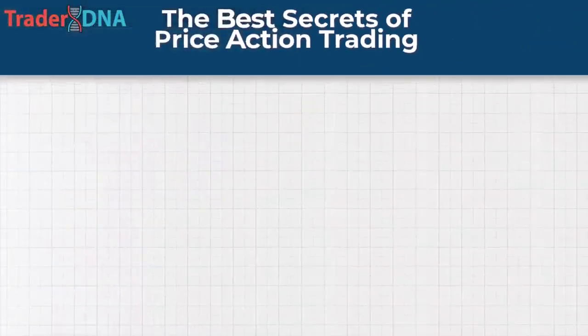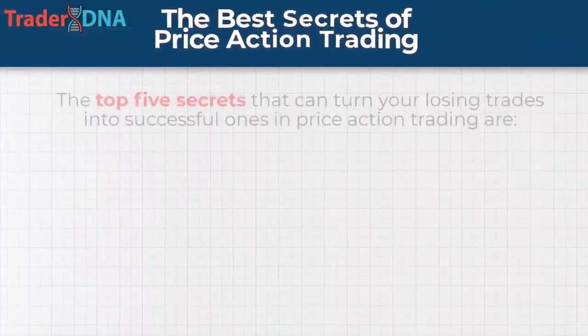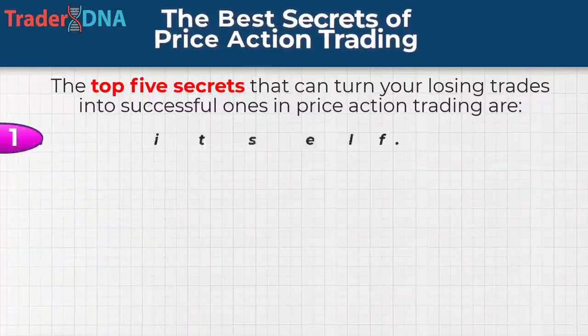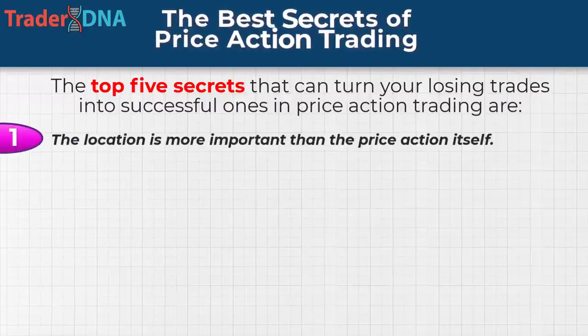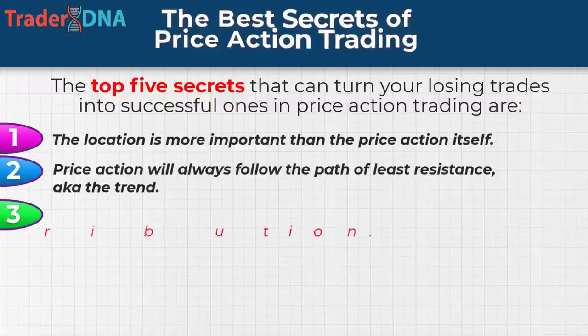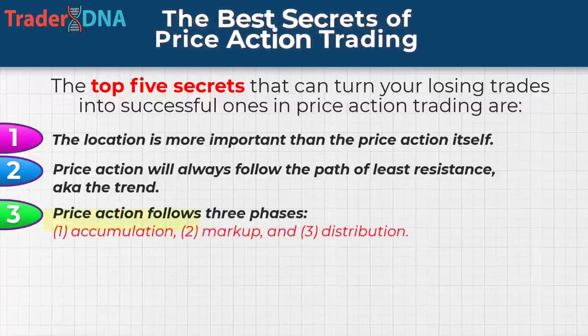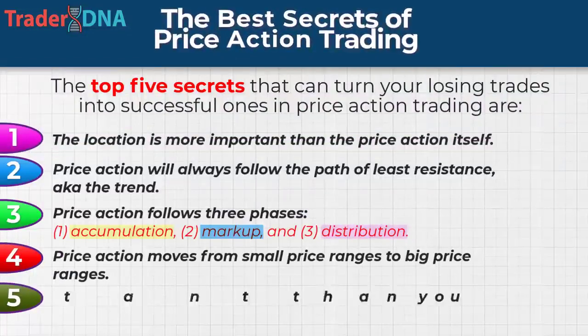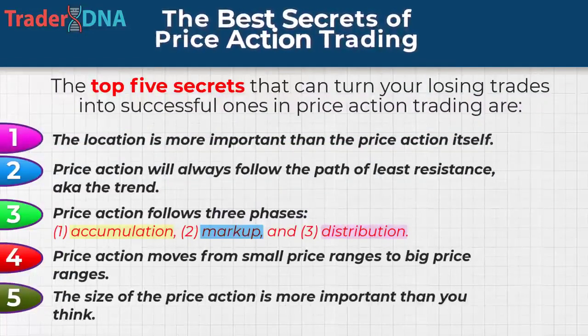What are the best secrets of price action trading? The top 5 secrets that can turn your losing trades into successful ones in price action trading are: first, the location is more important than the price action itself. In other words, the where is more vital than the what. Even the worst possible price action at the right location can lead to a profitable signal. Second, price action will always follow the path of least resistance, aka the trend. Third, price action follows 3 phases: accumulation, markup, and distribution. Fourth, price action moves from small price ranges to big price ranges. Fifth, the size of the price action is more important than you think.